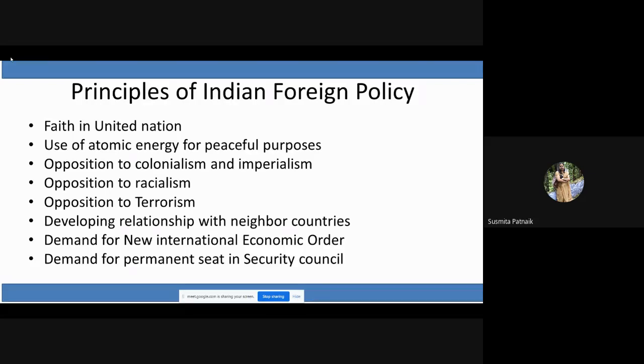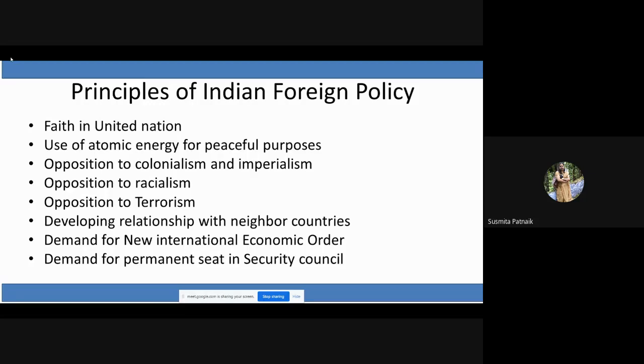Racialism means color differences. India says don't favor any type of people in the name of color, in the name of race. So the policy is in opposition to what? That is called racialism.